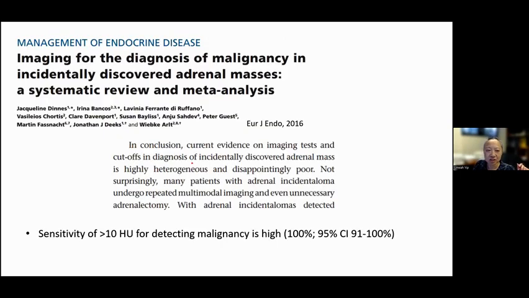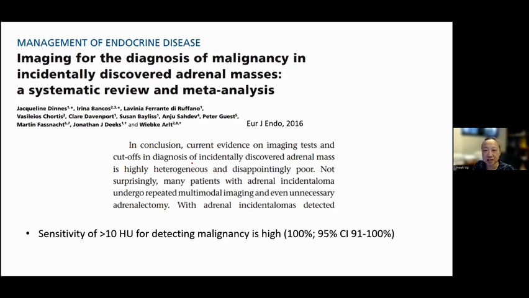And this is really highlighted. This was an attempt at a systematic review and meta-analysis performed by people within the European Society of Endocrinology. This was done in 2016. You can see they tried to look at all the different washout features and the different types of studies, MRI, PET scan. And they basically concluded that the studies are highly heterogeneous and disappointingly poor. This word disappointing really appears in multiple parts of this paper.